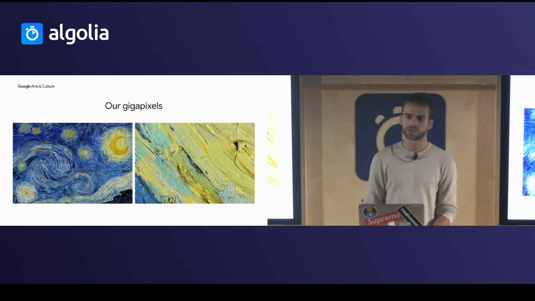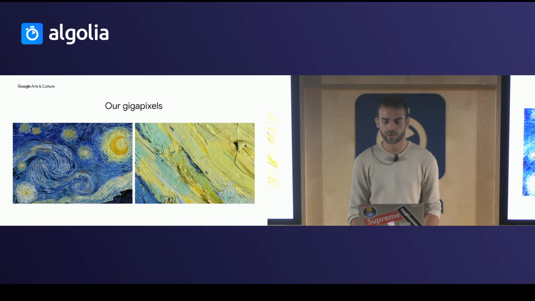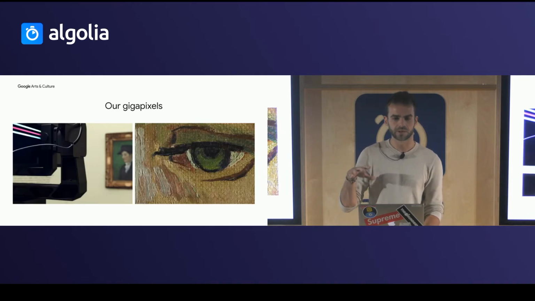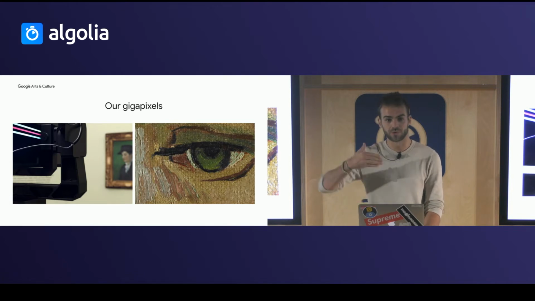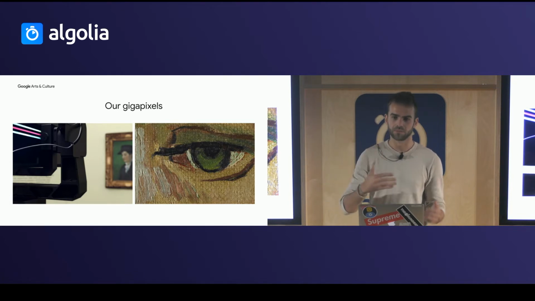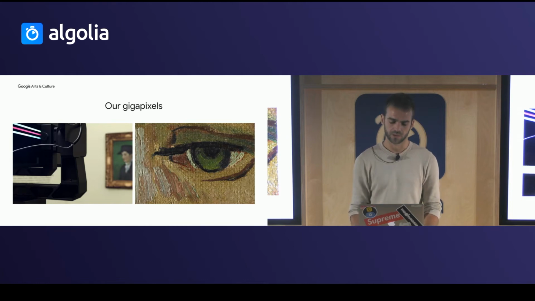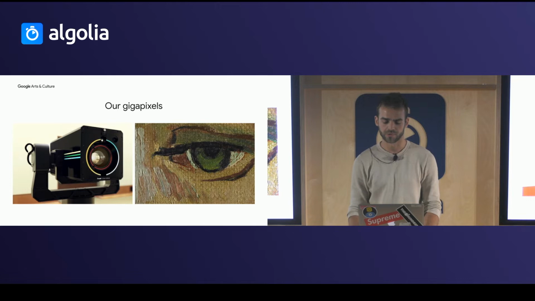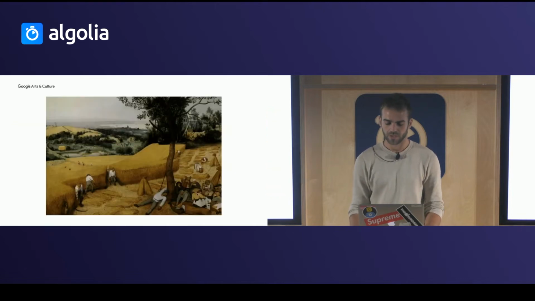So gigapixel images are super high-res images that we provide. So we have hundreds of paintings, and we can really, really zoom inside the painting. And you can get so close that you can see details that you cannot even see with your own eyes because you just cannot focus on it, or because you cannot approach the painting. This is done by this camera, which is the Art Camera.